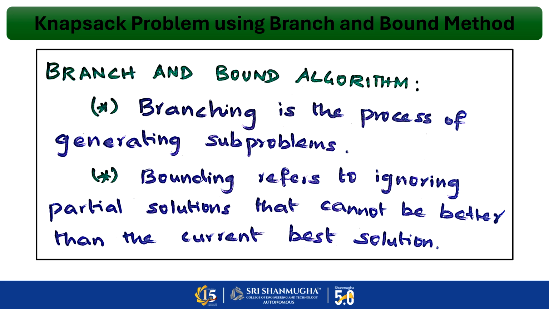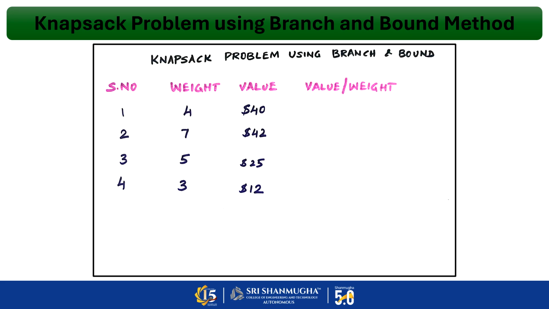Okay, then what is the meaning of bound? Bounding refers to ignoring the solutions which are not good. That means we will be selecting only the optimal solution, right? So in case there is some solution which is not apt, we can omit that. So branching means first the main problem is divided into sub-problems, and bounding is nothing but ignoring the solutions which are not apt for this problem. That means partial.